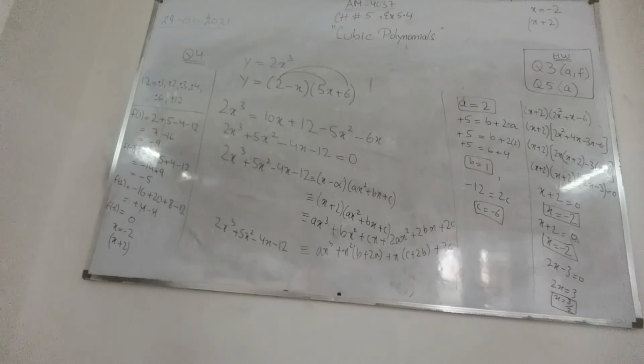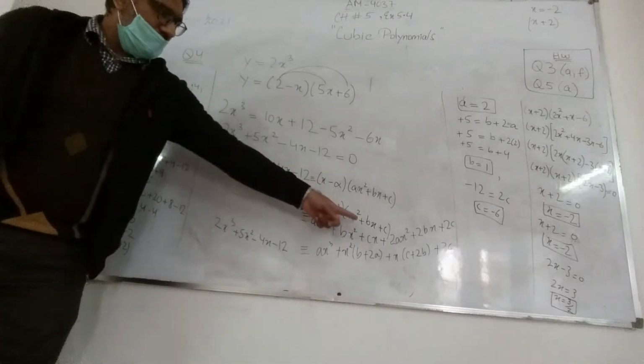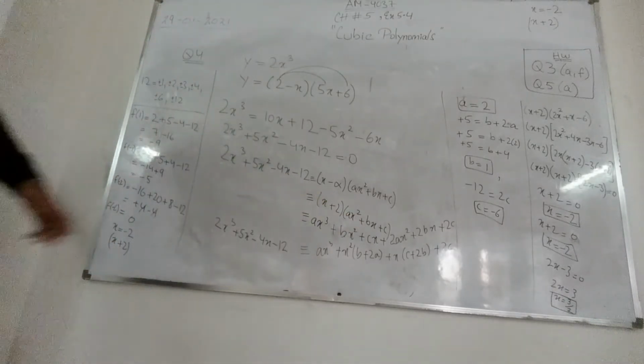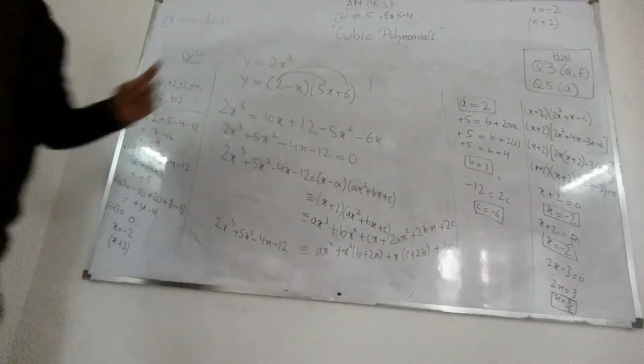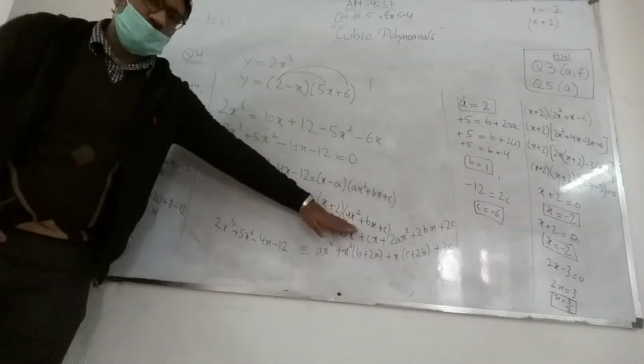I have got my one factor, so I will put it back in the place of alpha, x plus 2, and then I have to solve it. Solve the quadratic expression ax square plus bx plus c. The method is the same which we did in 5.1. Just multiply these two brackets and then compare the coefficients.